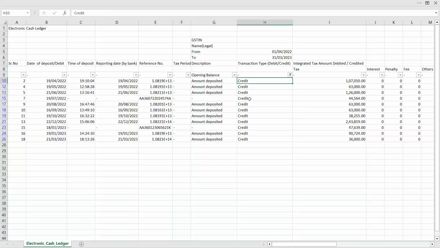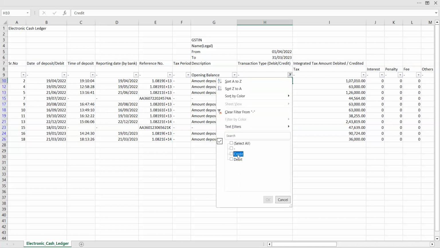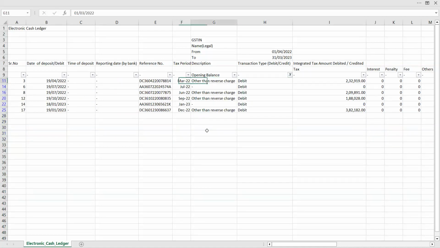That is the reason I am saying whatever entry you are doing, IGST payable to cash, is totally wrong. You have to take it to the cash ledger, and then you have to pay it through set off. If you see the debit entry now, you will get the months. For this month you have utilized 2,32,919. For June month you have utilized 2,09,891.